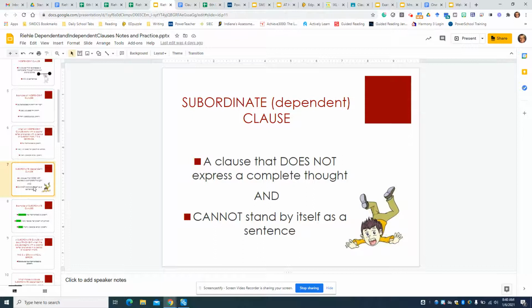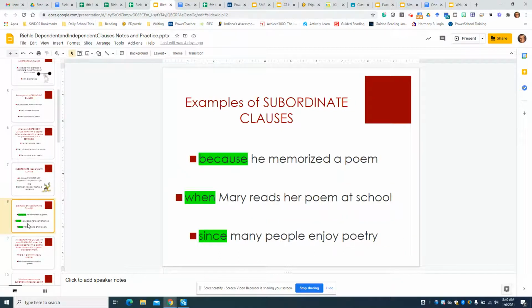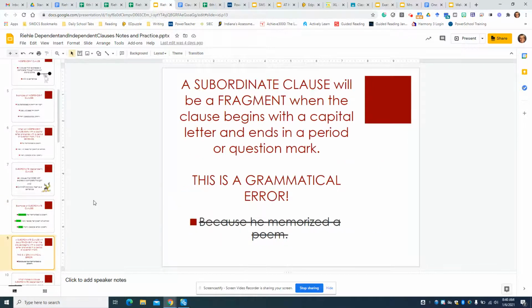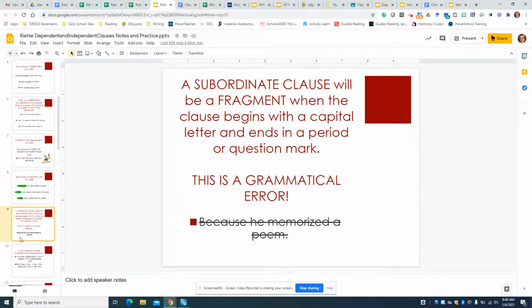Subordinate or dependent clauses do not express a complete thought, and they cannot stand by themselves as a sentence. Here are some examples. Because he memorized a poem, when Mary reads her poem at school, since many people enjoy poetry. And these cannot stand by themselves because of these subordinate conjunctions. A subordinate clause will be a fragment when the clause begins with a capital letter and ends with a period or a question mark. This would be considered a grammatical error.